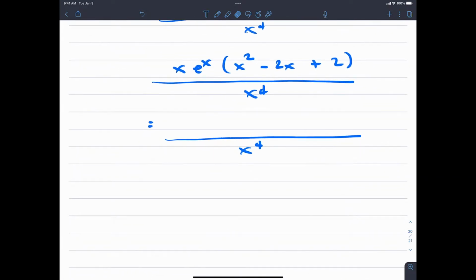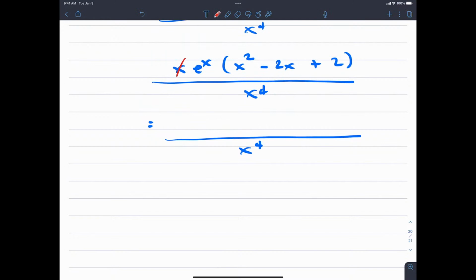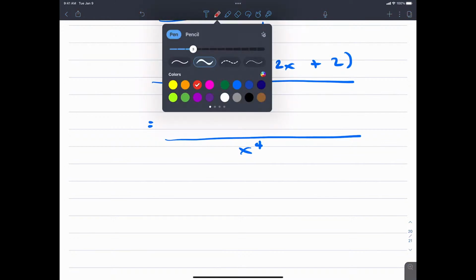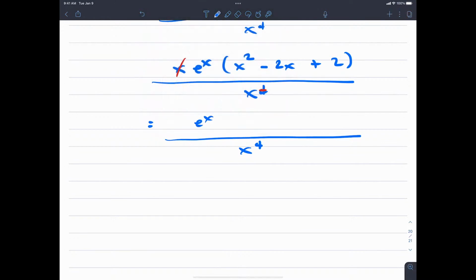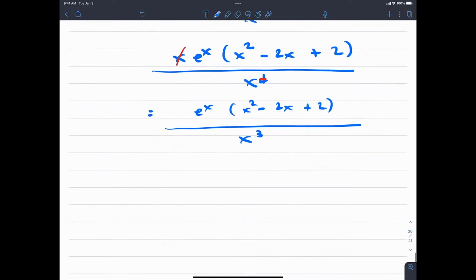Anyway, let's double check here. So what's going to happen here? Do you guys know? You have that cancel. So what do you have left? E to the x. X squared minus 2x plus the 2. And now this is power what? 3. And there's something bothering me about this. Something's wrong. Something's wrong here.